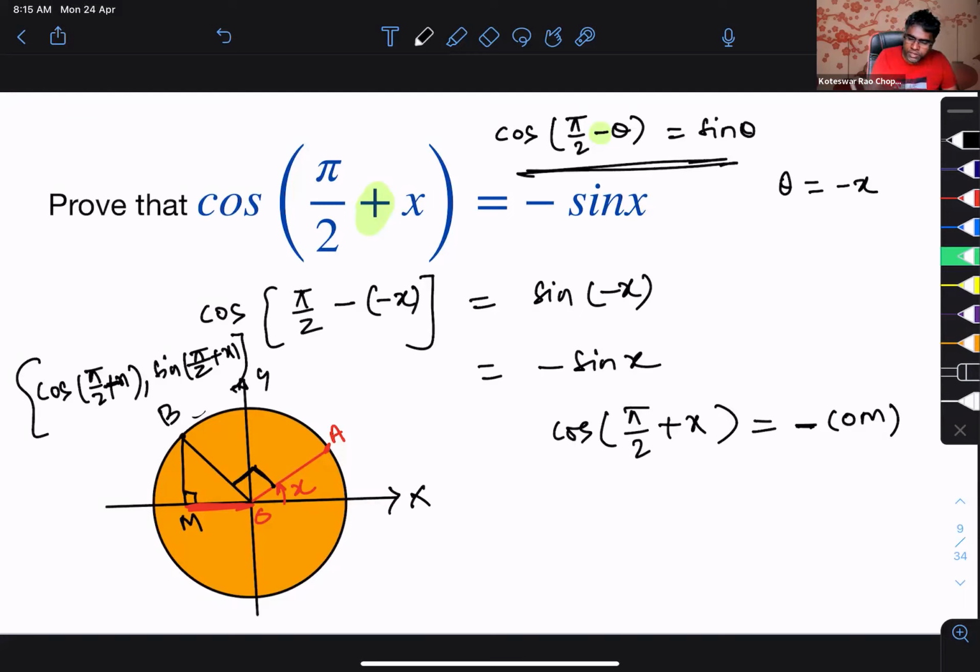Let's drop a perpendicular from A as well. Let's call that N. Now, this is x, this is 90. So what can be this angle? This will be 90 minus x. So this is going to be x. This angle right here is 90 minus x. So this angle is x. And similarly, this angle is 90 minus x.